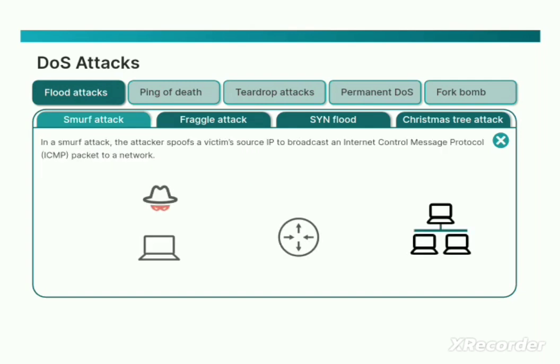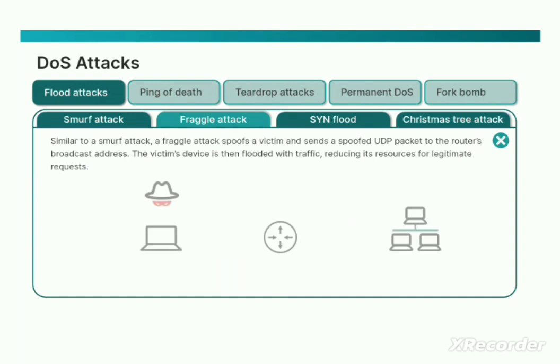In a Smurf attack, the attacker spoofs a victim's source IP to broadcast an Internet Control Message Protocol, ICMP, packet to a network. After the attacker sends the packets, most of the devices in the network reply to the original source IP address, flooding the victim's device with traffic and reducing its resources for legitimate requests.